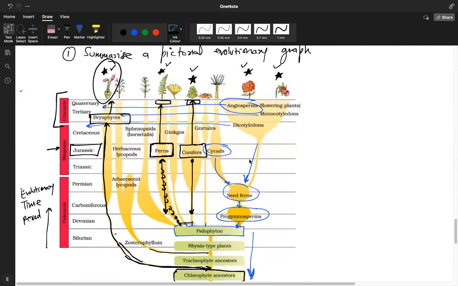And when you say relatively newer, you have to also say that they have the most primitive characters. They have the least number of branching events. Yes, they have the most primitive characters, as they came directly from the chlorophyte ancestors. So with least branching, they don't have any newer characters, but evolutionary period wise, they are new.